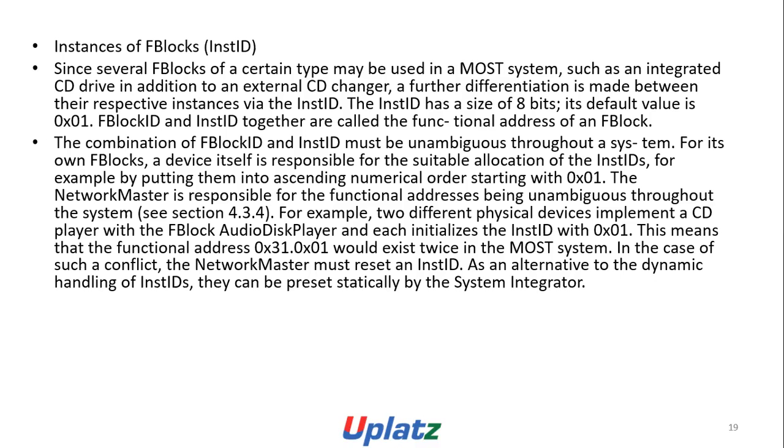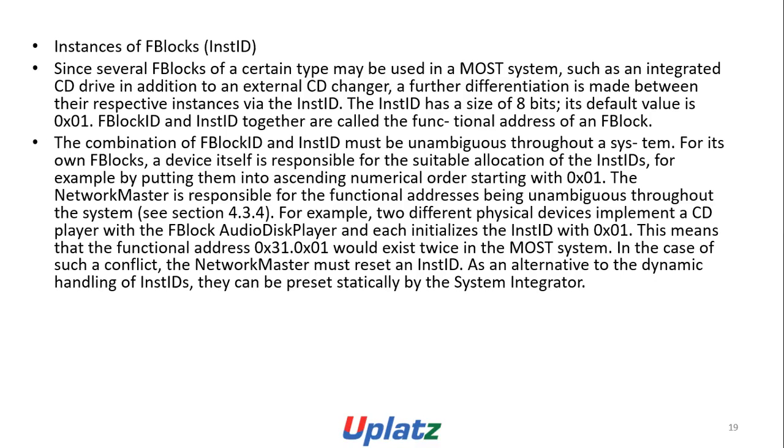The combination of FBlock ID and instance ID must be unambiguous throughout the system. For its own FBlocks, a device itself is responsible for the suitable allocation of instance IDs, for example by putting them into ascending numerical order starting with 0x01. The network master is responsible for functional addresses being unambiguous throughout the system.